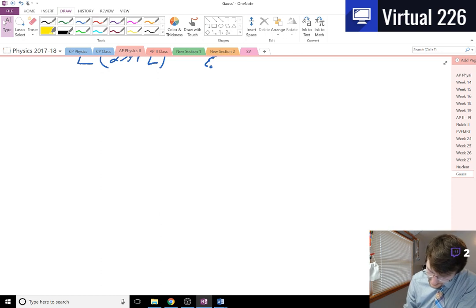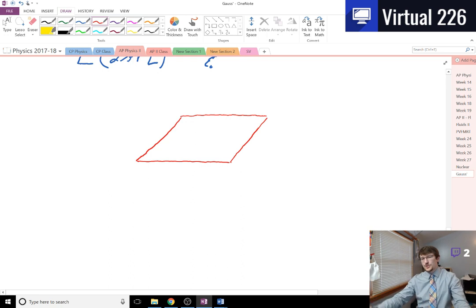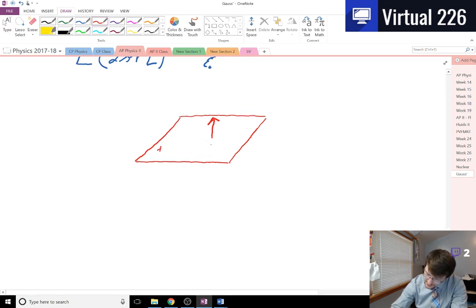If we have a plane of charge, so I just have a plane out in space, and let's just say it has a uniform charge distribution on it, such that if it is positively charged, it has an electric field moving away from it. But it actually has that electric field acting in two directions, so be careful about that.